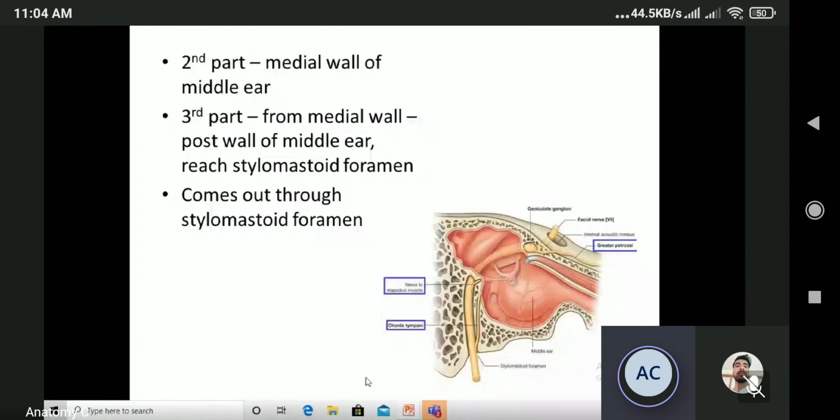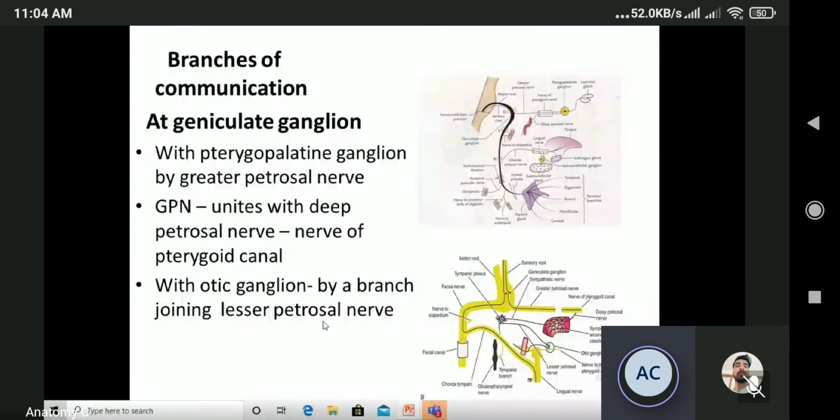After that, you should also know the branches of communication and how it communicates with the other branches. That is also important. Now, branches of communication. In this figure, you can see this is the pons, and this is the medulla, and this is the pontomedullary junction. Here you can see the emergence of the facial nerve, the dark black color. This is the motor root here, and you can also see the lighter, thinner one is the sensory root.